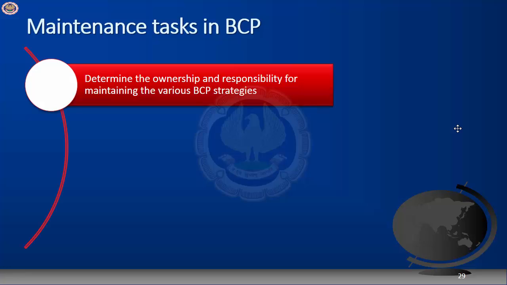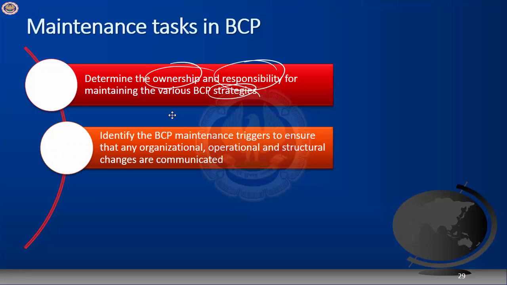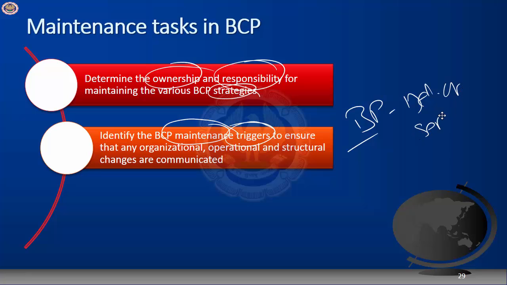Now let's look at the maintenance tasks in BCP. These are some of the key areas. You need to determine the ownership and the responsibility for maintaining the BCP as per the various strategies of the organization. You need to identify the maintenance triggers. Like I told earlier, whenever a major change happens in various aspects of the business process, whether pertaining to technology, the business process, or the environment, anything which impacts the delivery of services, you need to consider it, and there should be a maintenance trigger which says there is a need to update the business continuity plan. That could pertain to organizational changes, operational changes, or structural changes, and these need to be communicated to the required staff.